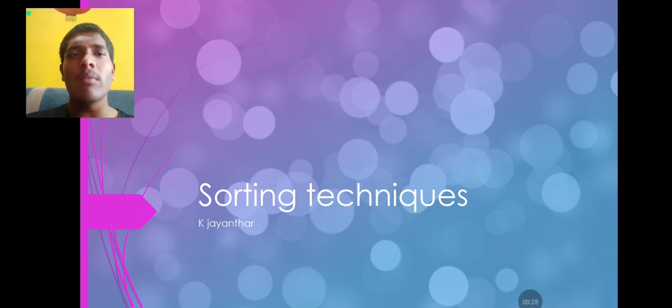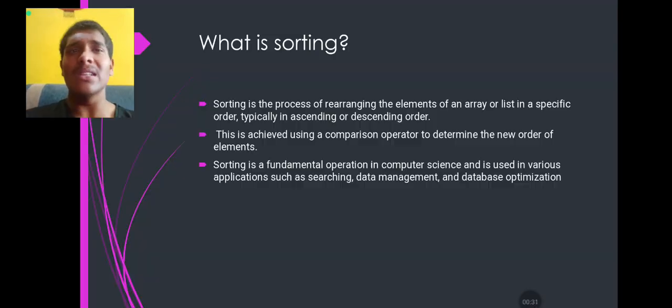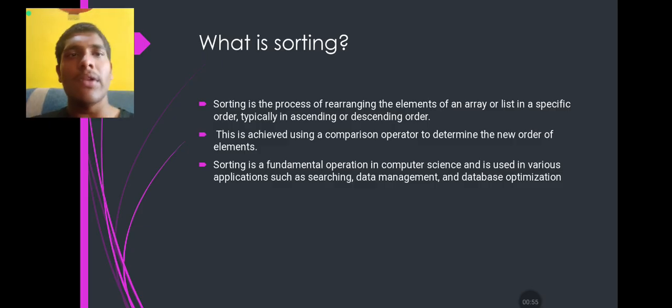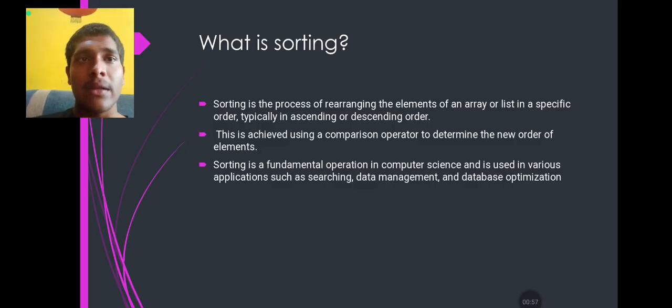So first and foremost, the big question arises: what is sorting? Sorting is basically a process of rearranging the elements of an array or a list in a specific order. Let's take an example: we have given an array in which the elements go like 20, 10, 30, 40 and 50. When it is sorted in ascending order, it will be 10, 20, 30, 40 and 50. If the order specified is descending, then it will be 50, 40, 30, 20 and 10. How is it achieved? It is achieved using a comparison operator to determine the new order of elements.